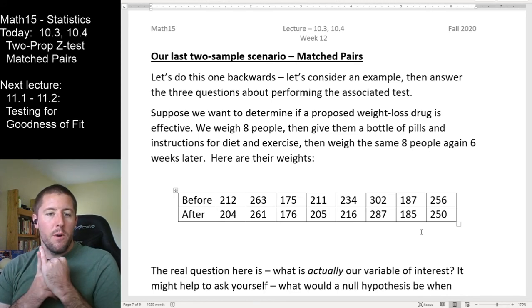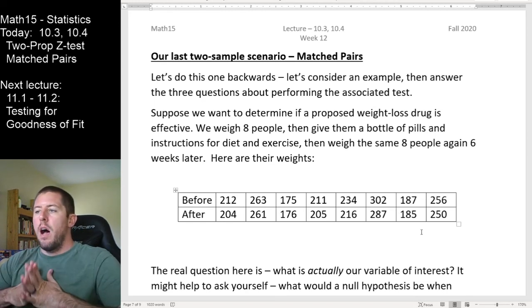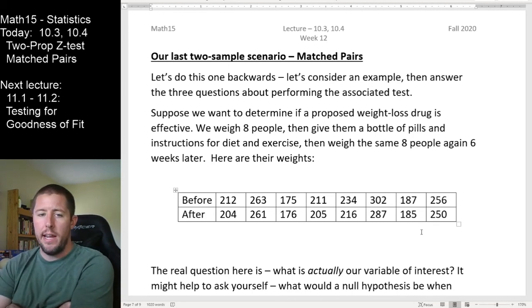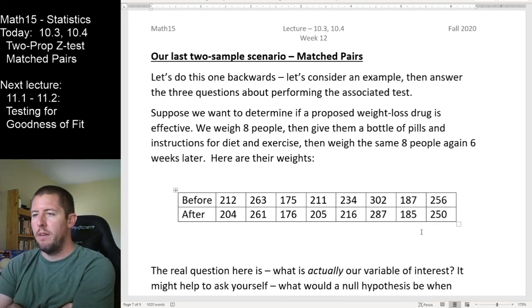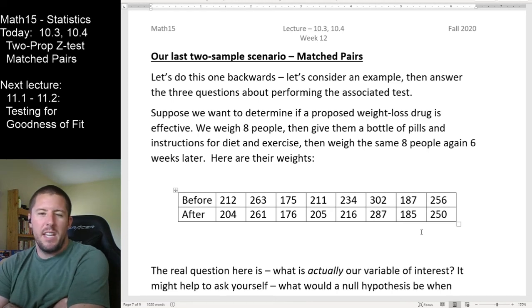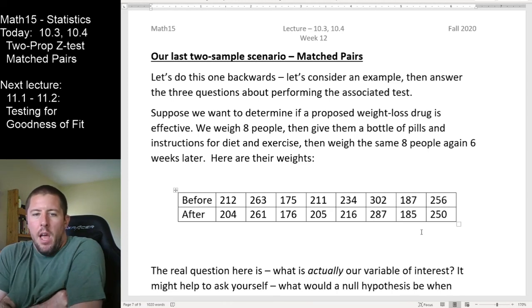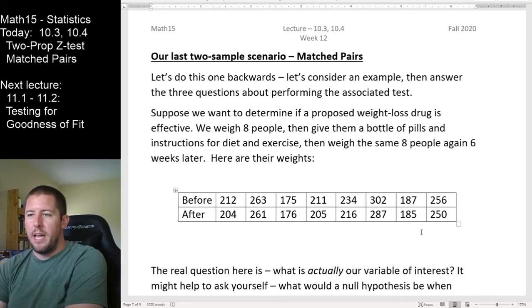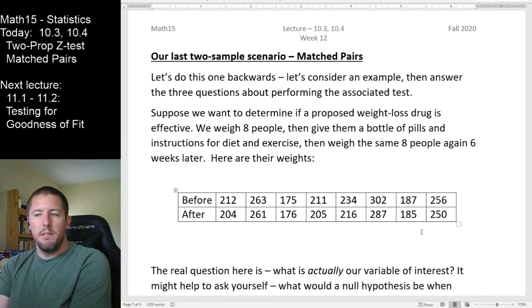Now we're going to look at our 4th case, our matched pairs test, when we have dependent samples rather than independent samples. We're going to do this one backwards. We want to look at an example of this one before we try and answer our 3 update questions like we did for our proportion stuff here, to feel out what's really going on. All right. So let's look at an example here to try and get some intuition for this guy. Suppose we wanted to determine if a proposed weight loss drug is effective.